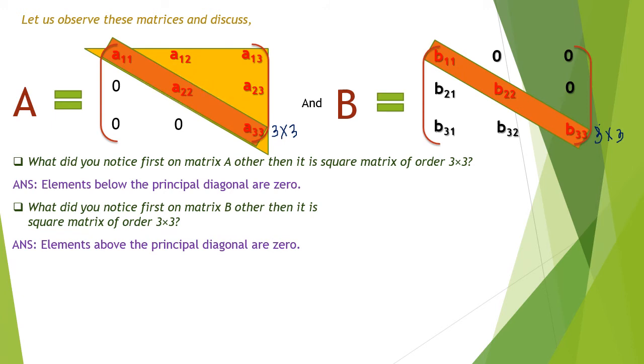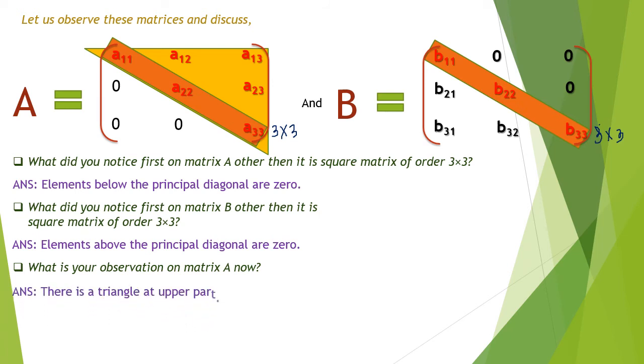Now, what is your observation on matrix A? Let's see the upper part of the matrix. You can see matrix A, and your observation must be that there is a triangle at the upper part of matrix A. A triangle is created at the upper part of matrix A, isn't it? You can clearly see the triangle is created on the upper part of matrix A, and we can see that in matrix B also.